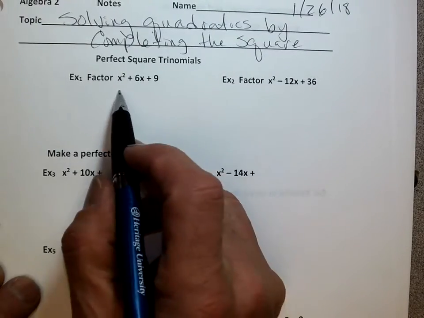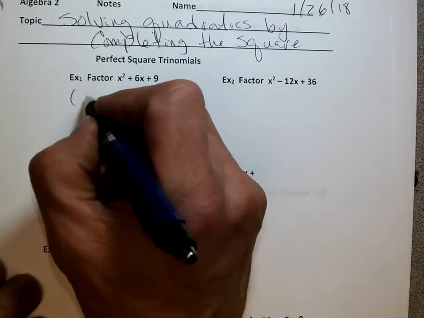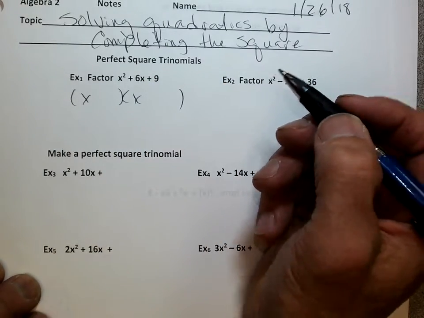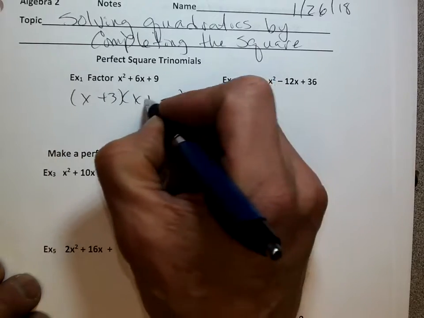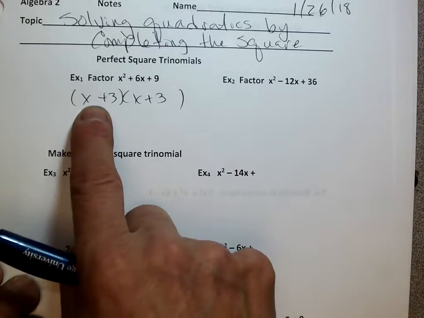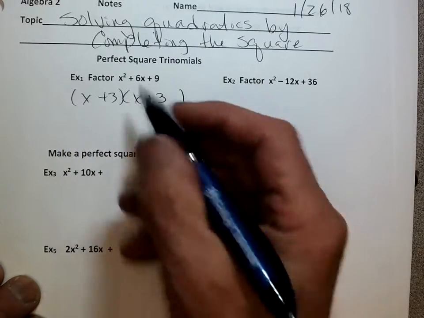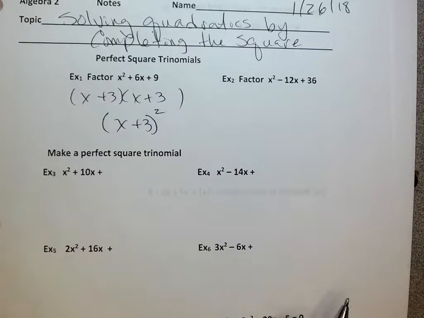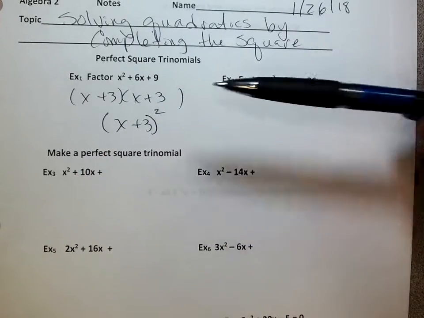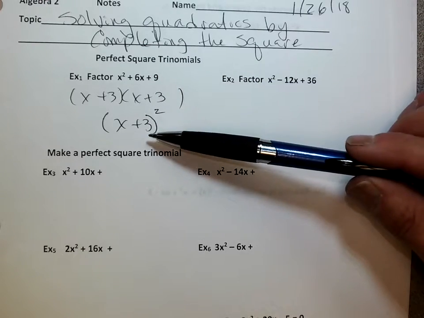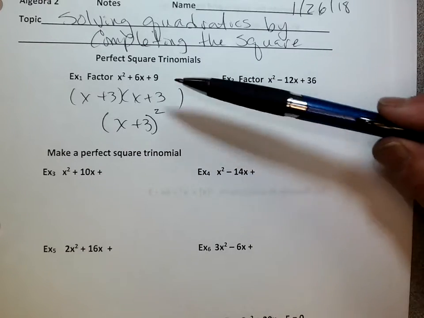So anyway, we can factor this into x and x, right? And then when we factor it, we get plus 3, okay? Everybody agree with that? Now, because it's the same twice, we can rewrite it as x plus 3 quantity squared. That makes it a perfect square trinomial. It just is a name. I don't care if you remember the name, but the name is, if you can factor it so it becomes something quantity squared, it's a perfect square trinomial.